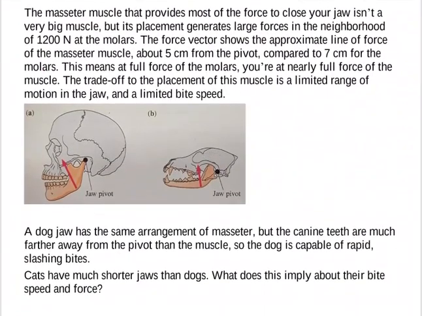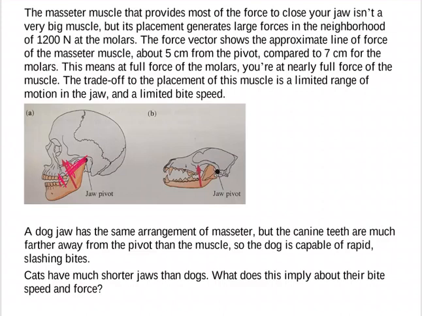The masseter muscle provides most of the force for you to close your jaw. It isn't a very big muscle, but its placement generates a large force in the neighborhood of 1,200 newtons at the molars. We have our pivot right here, and the masseter muscle is right here. You can feel it if you clench your jaw. The force vector shows the approximate line of force of the masseter, about 5 centimeters from the pivot. That's our radius, compared to 7 centimeters for the molars, which are back here, so we have a bigger distance there.